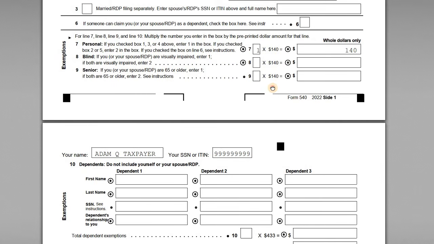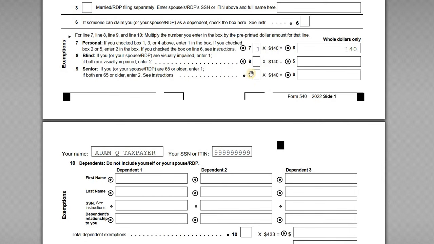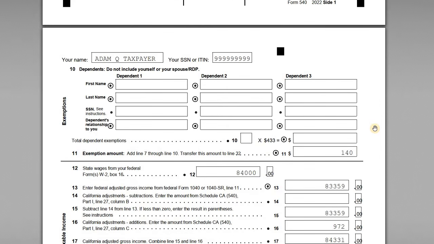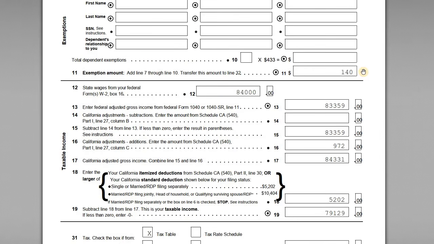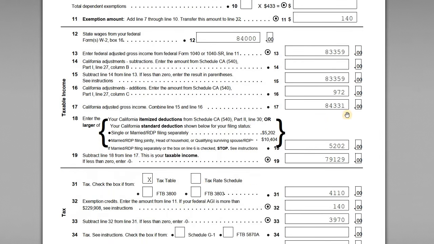Now, moving on down the form, we don't have any dependents, right? And nor is Adam able to be claimed as a dependent on another return. In the exemption section here, pretty straightforward, right? If you check box 1, 3, or 4, enter 1. If he checks 2 or 5, enter 2. In this case, he's single filing, so he's got one exemption, which is going to be a $140 amount. And again, in section 10 here, no dependents, nor is he able to be claimed as a dependent. So there's no exemptions amount related to any dependents.